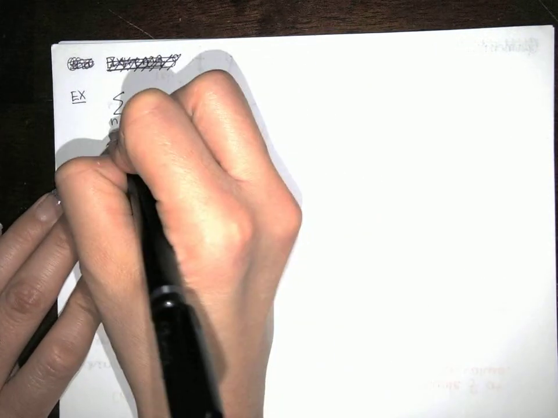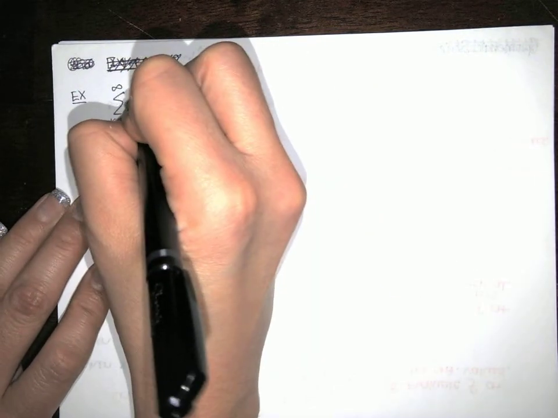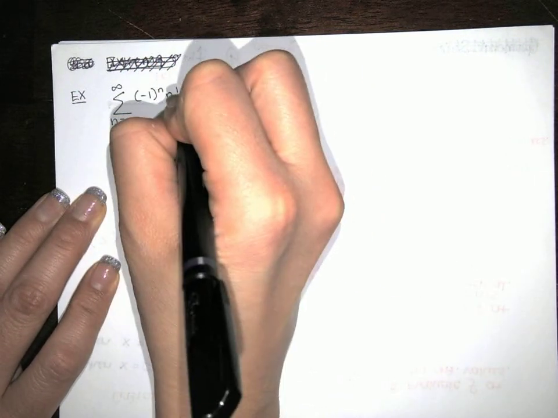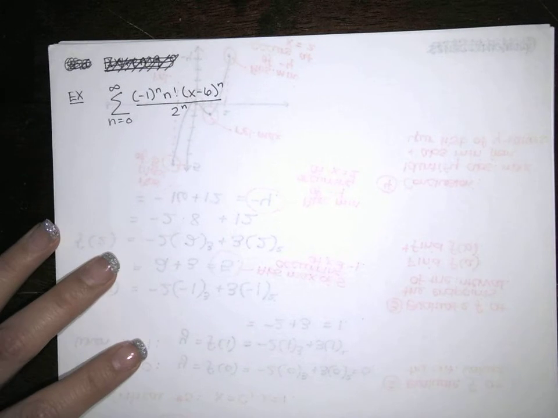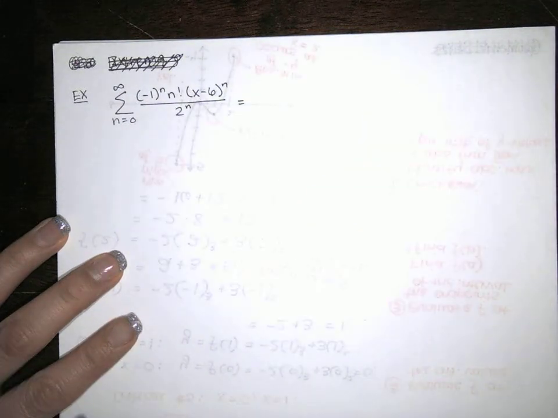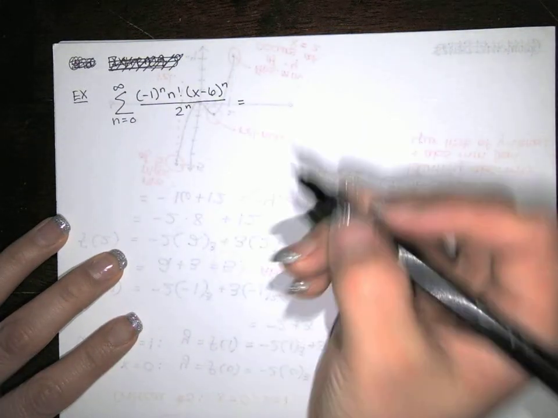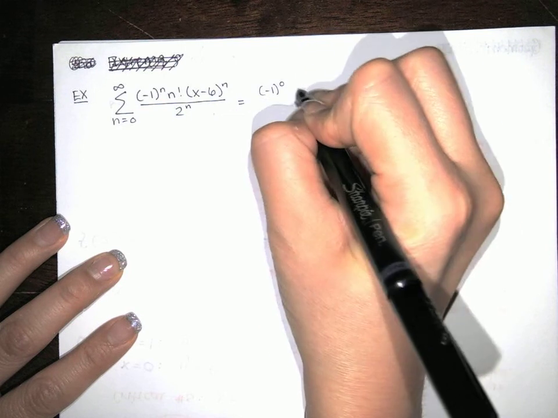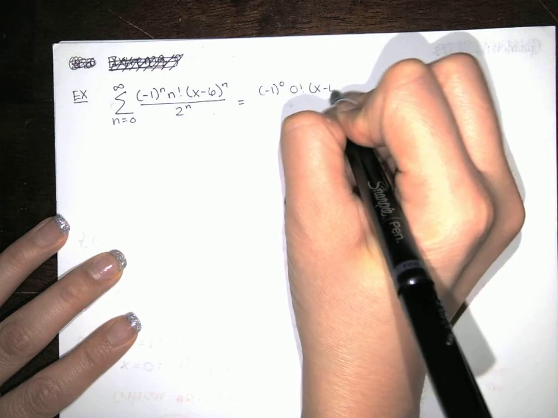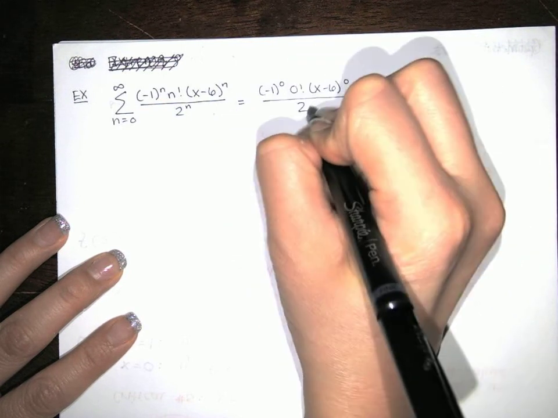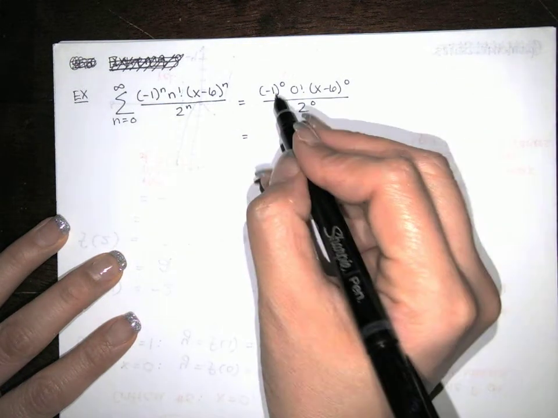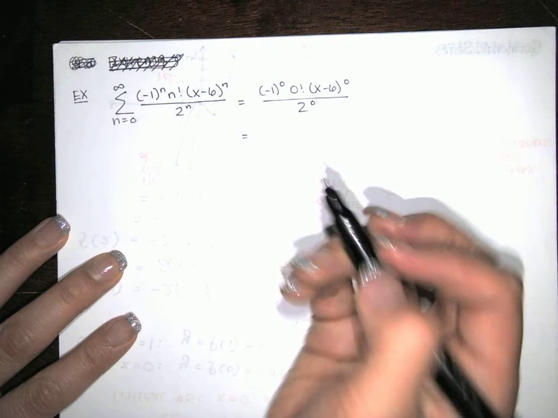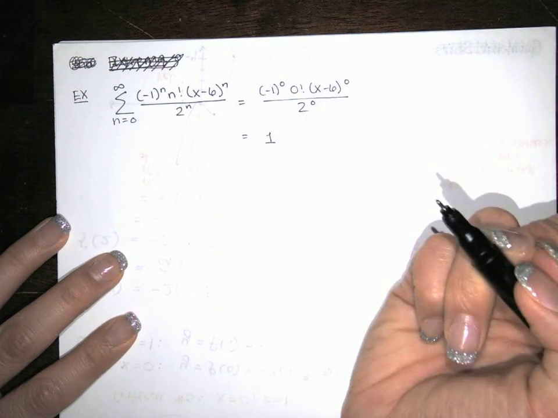So I've got the sum as n goes from 0 to infinity of negative 1 to the n times n factorial times x minus 6 to the n, all divided by 2 to the n. Now, first we expand it to see if it's geometric. When n equals 0, we get negative 1 to the 0 times 0 factorial times x minus 6 to the 0 over 2 to the 0. 2 to the 0 is 1. 0 factorial is 1. Anything else to the 0 is 1 as long as it's not 0. So we're going to get a 1 there.